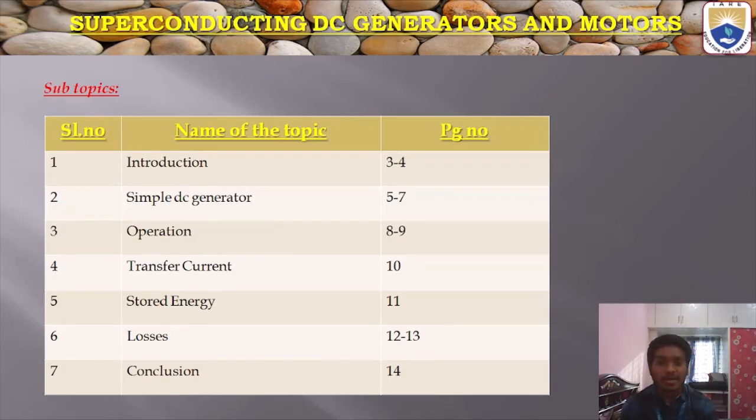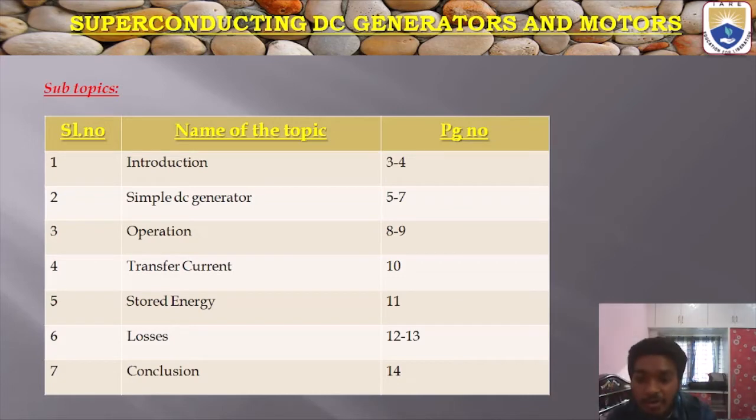Superconducting DC motors. Superconducting motors are new types of AC synchronous motors that could employ high temperature superconducting windings in place of conventional copper coils.